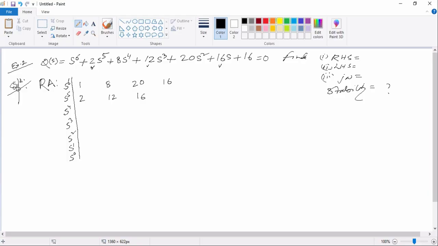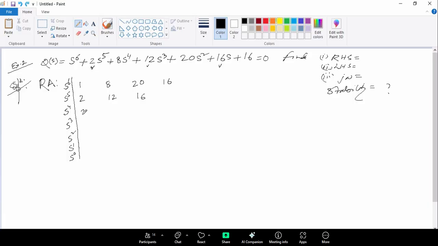Nobody has done it yet? Okay, good. The first row is 2, 12, 16. The next third line is also 2, 12, 16. It is the same thing. Okay, good. If it is, then what will be this? 0, 0, 0. Good. I think then it's all right.